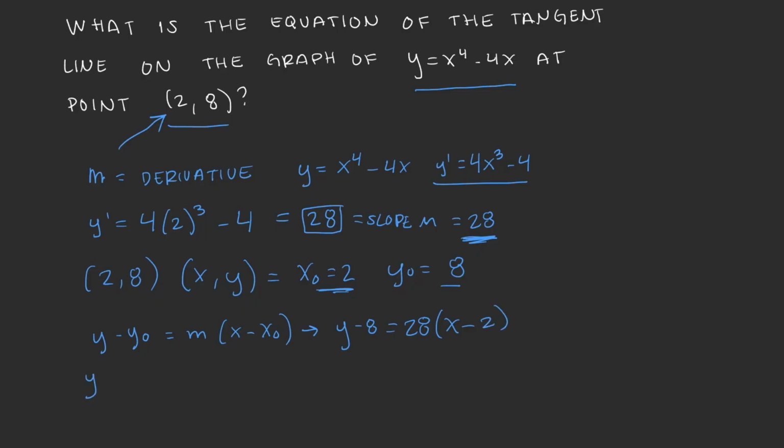So let's just work out some of the math here. We'll still have y minus 8, and that will equal 28x. All I'm doing is distributing this 28 right here. And that would be minus 56, right? So let's try to get the y alone here. We're going to add 8 to this side, add 8 to this side. So that would leave us with y equals 28x minus 56 plus 8, which would leave us with y equals 28x minus 48.